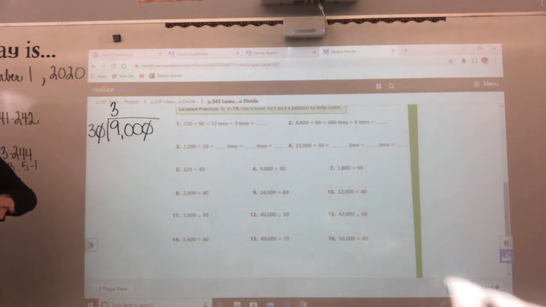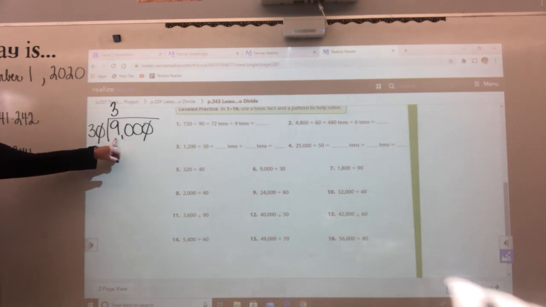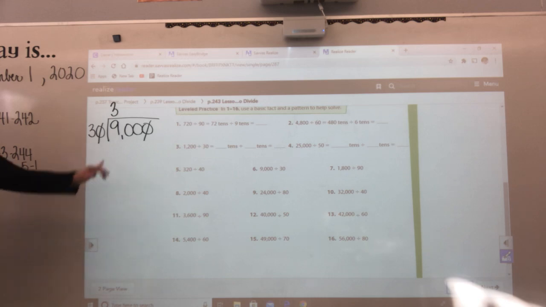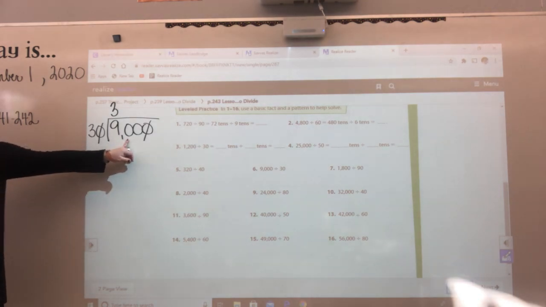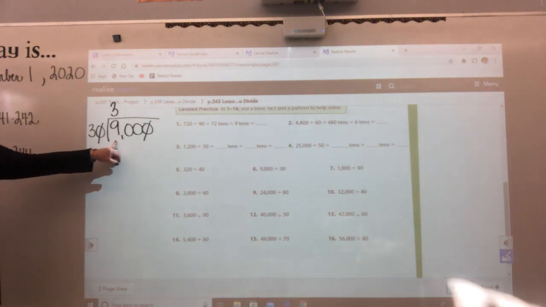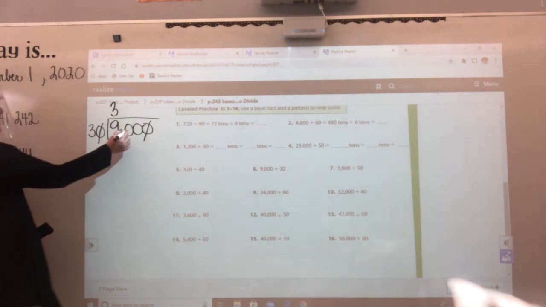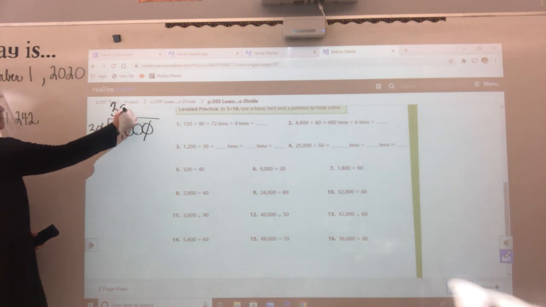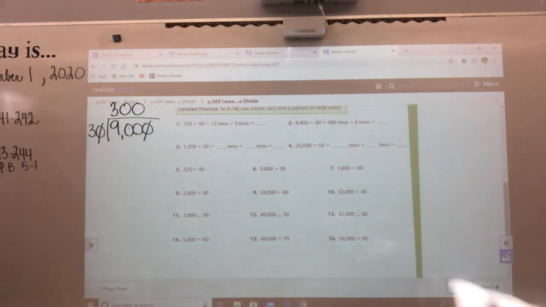Hey, freeze for just a minute. Sometimes we do use the first number. If it can go in the first number, then we use it. If it can't, then you've got to go to the second number. Sometimes you even have to go to the third number, but this time the first number worked. Are y'all with me on that? Okay. And look, I see 2 more zeros, so bring those straight up and there's your answer, 300.